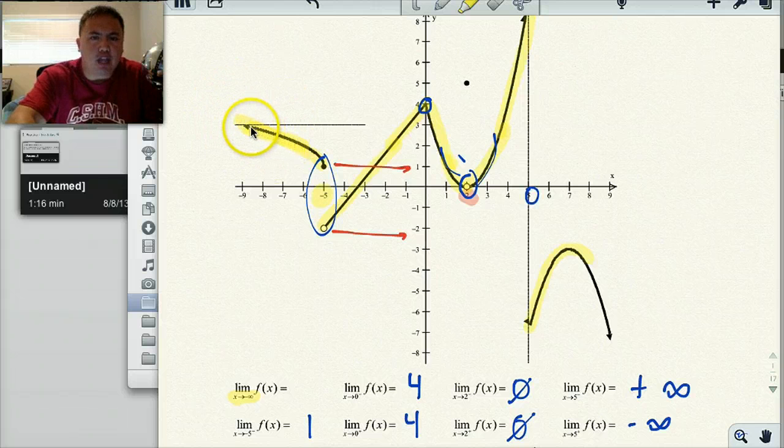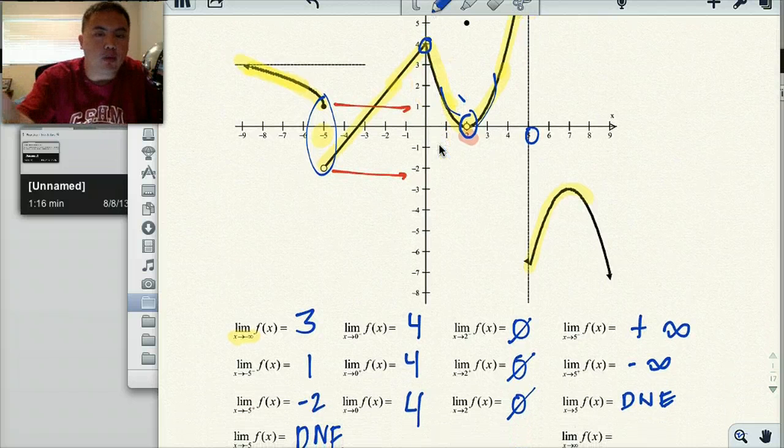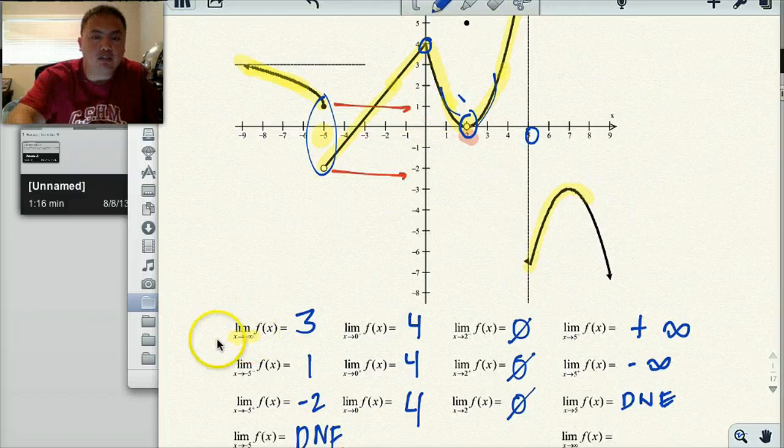You see how it's an arrow touching this line? That tells me as x goes to negative infinity, it's going to get closer and closer to this line, and this line is y equals 3. I forgot to mention this: limits is when x is a number, what is the y going to be? So when x is negative infinity, all the way to the left, my y is going to be at 3.